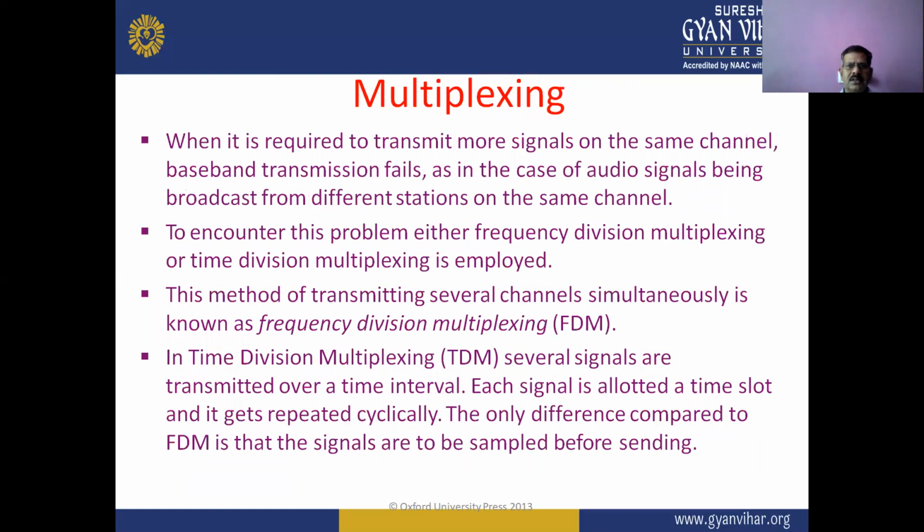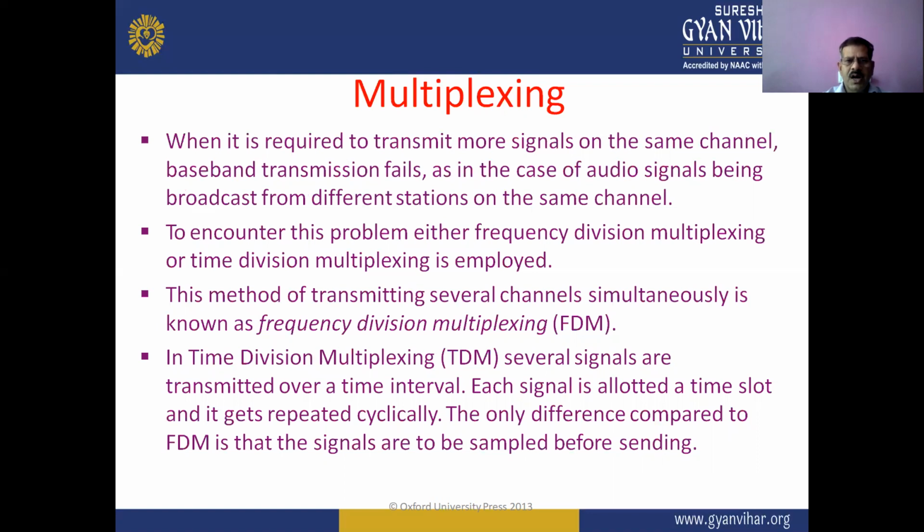Next technique is multiplexing. So what is the multiplexing technique in a communication system? When it is required to transmit more signals on the same channel, baseband transmission fails, as in the case of audio signals being broadcast from different stations on the same channel. To overcome this problem, either frequency division multiplexing, FDM, or time division multiplexing, TDM, is employed.